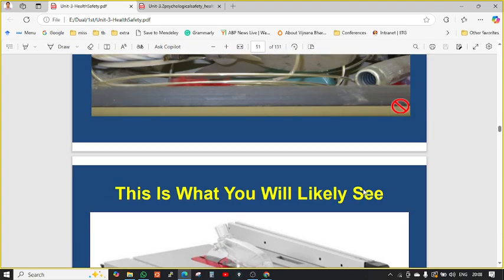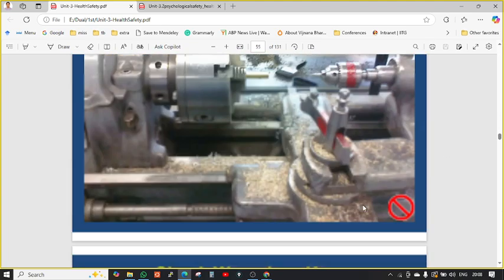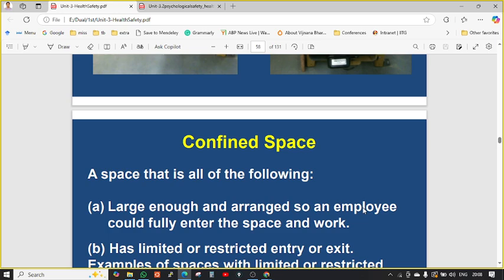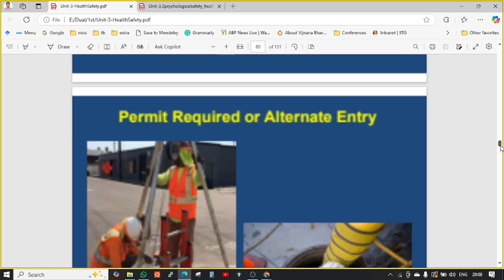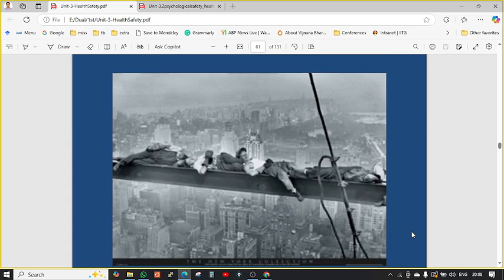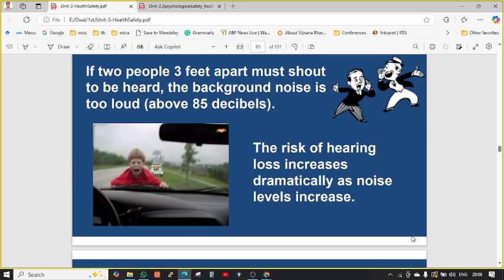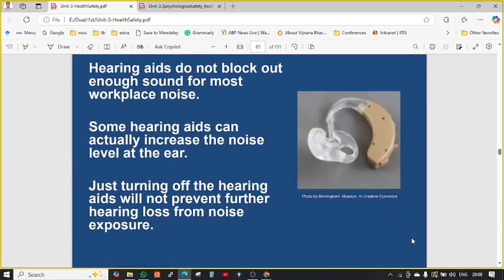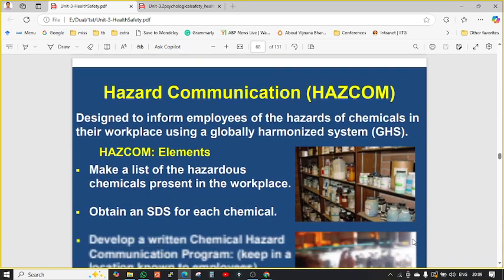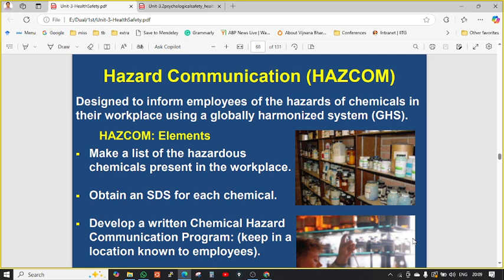Then we also already discussed physical safety. What is physical safety? This means not getting injured physically. So just see, these are the different working places we are working in. So today we are going to discuss more about this physical safety and all these things. Let's start.